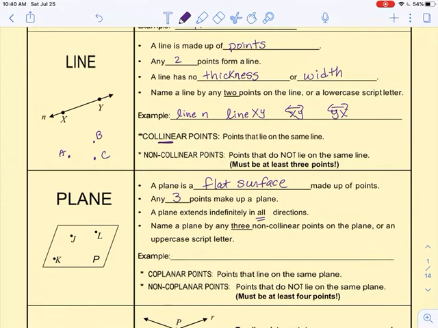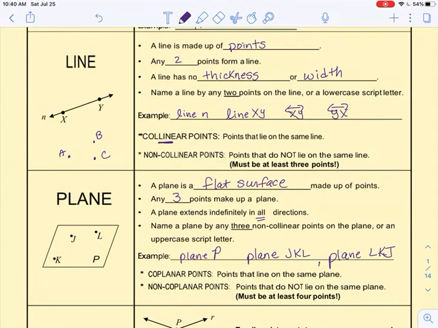Now, to name a plane, we need 3 non-collinear points on the plane or the uppercase script letter. So like that P right there that doesn't have a dot next to it, that's not a point. That P is just to name the plane. So I could call it plane P. Or I would say plane, and I use the 3 points, the ones that have the dots next to them. Plane JKL. Now does it matter the order? No, I could call it plane LKJ. Any 3 points that are non-collinear name a plane.